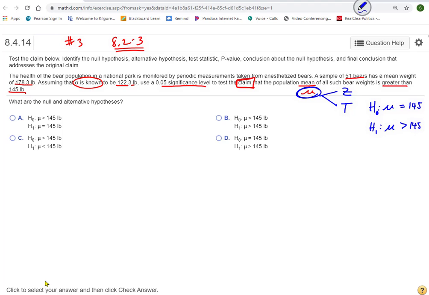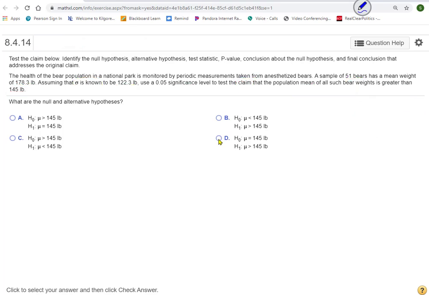So it would be letter D. It's got the greater than and the equal to. You could cross out B because it doesn't have equal to. You could cross out C because it doesn't have equal to. You could cross out A because it doesn't have equal to. So D is the only one that makes sense there.